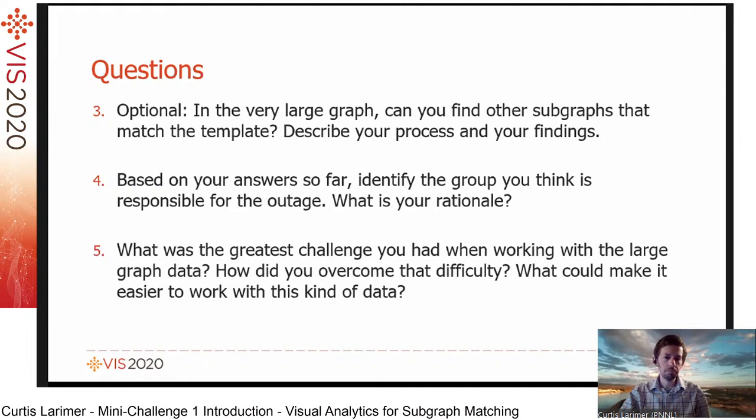So in question four, we actually asked, based on the answers to the previous three questions, which group participants really thought was responsible, which was the best match to the key that we had given. And then question five, as we've done across the many challenges, was more of a process question. How did you work with the large graph data? What was the difficulty that was encountered? How was that overcome?